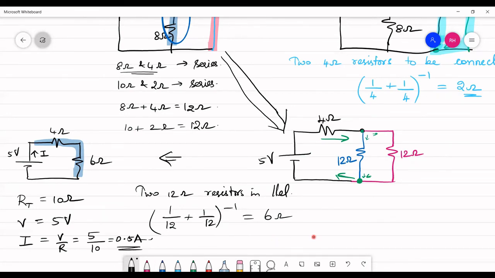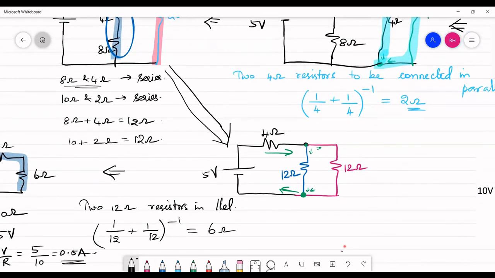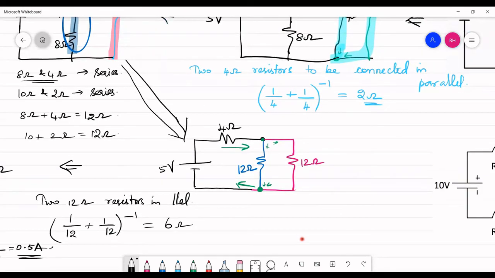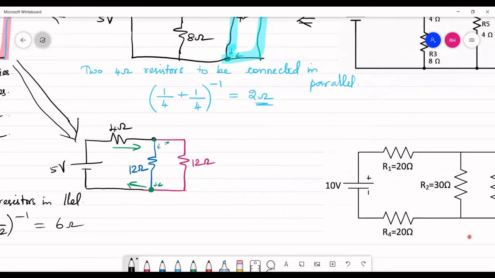So this is how we could use series parallel combination to find the total value of current that is supplied by the battery.